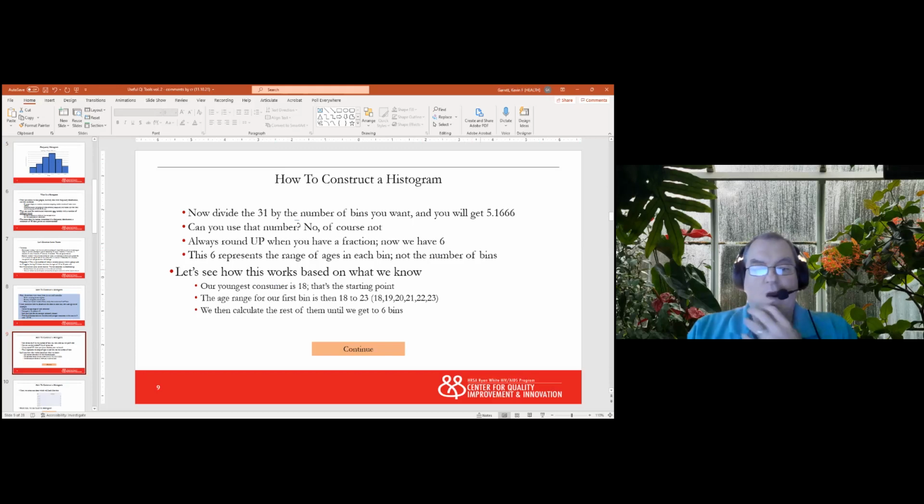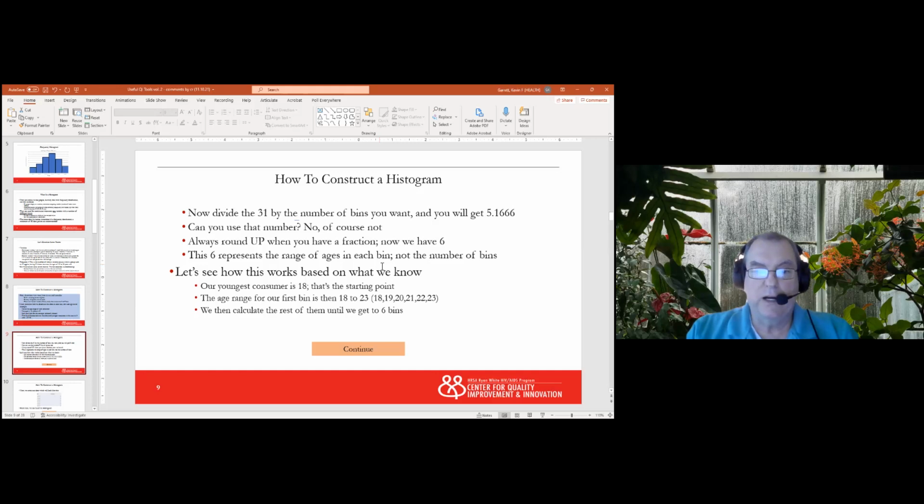Based upon what we know, and by the way, there's a continue button because we're going to turn this into a tutorial. What we know now, that number 6 doesn't represent the number of bins. It represents the age ranges within the bins that I want to have.